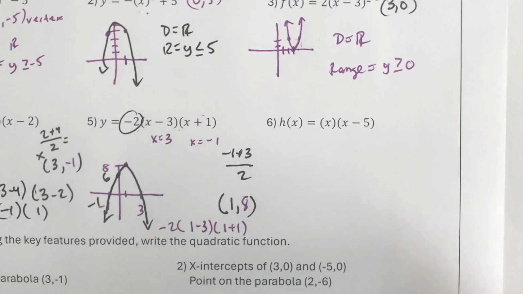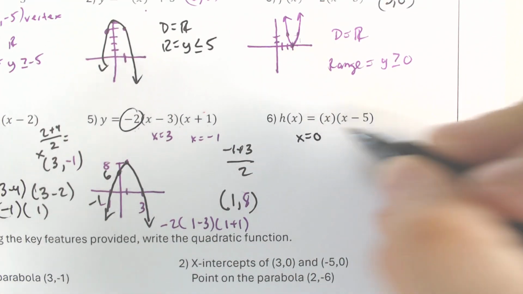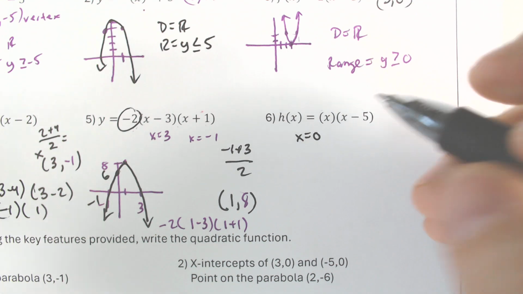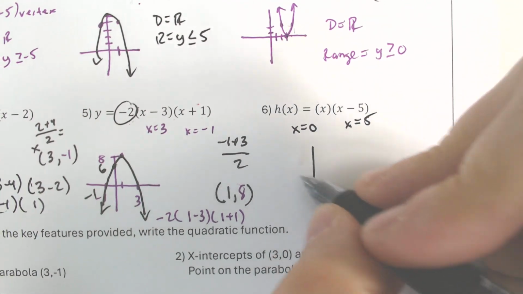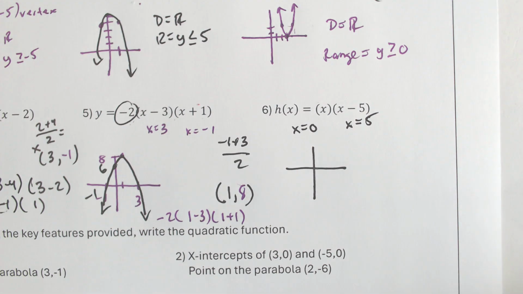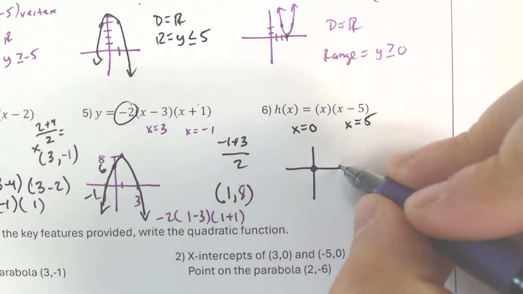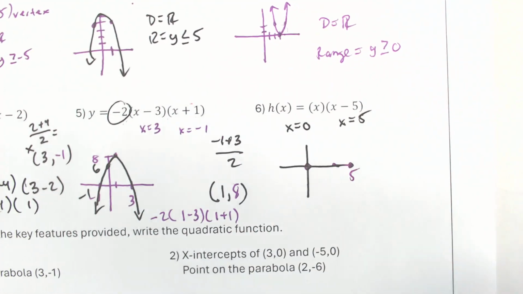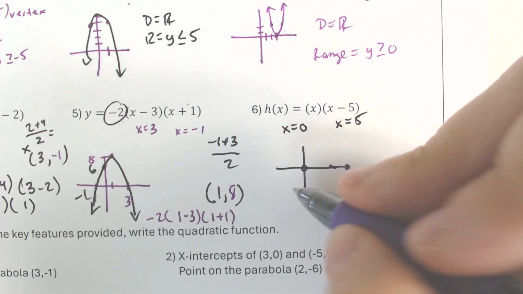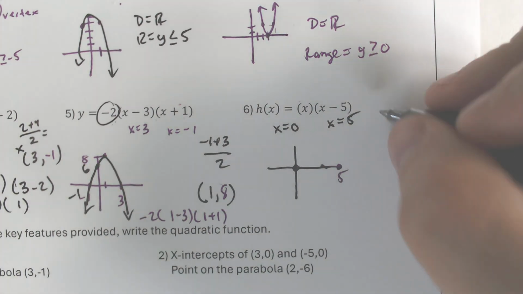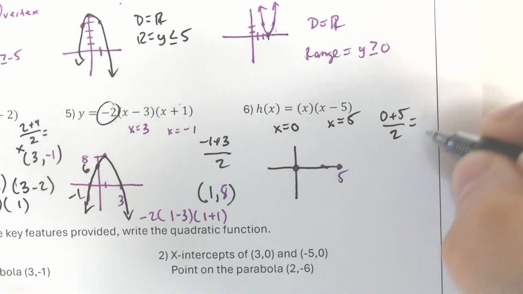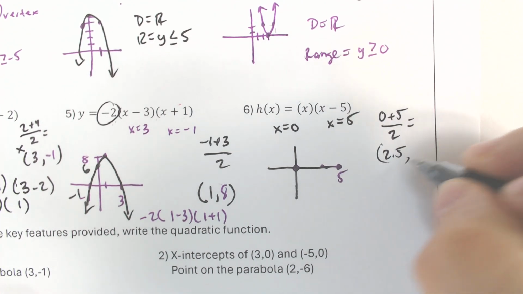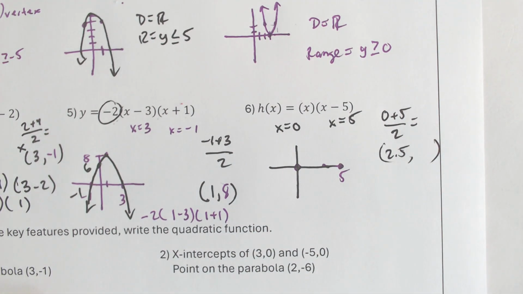Next one, and last one. Here we get x equals 0 for this part, because you could set your factor equal to 0, and x equals 5. All right? So if we plot the point at 0 and 5 here, and here at 5, and we graph it facing upward, we need to find the vertex. But in this case, if we add 0 and 5 and divide by 2 to get the midpoint, you get 2.5, or 5 over 2. That's annoying.